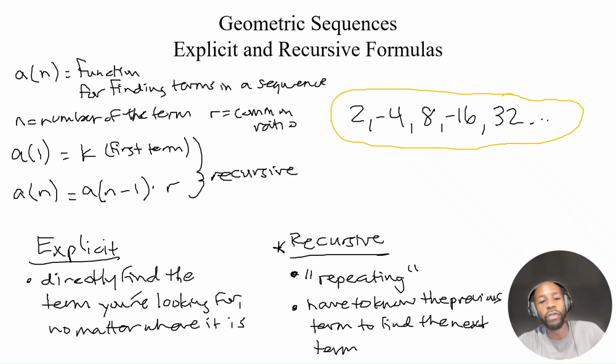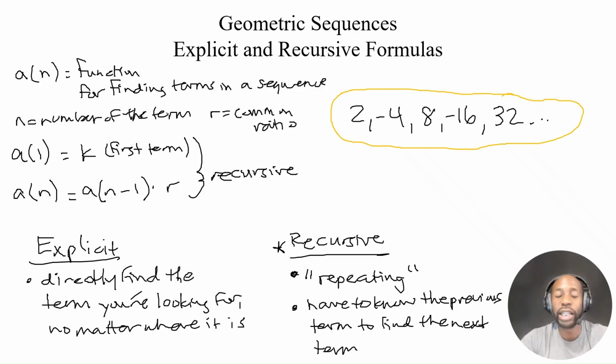If you notice here, to find a term, you have to multiply the term before it, which is n minus 1. So if you're talking about the second term, that's a of 2. The term before it is a of 2 minus 1, which is a of 1, times the common ratio. So you see the recursiveness in it. You have to know the first term because you have to know where it starts, since you have to use it until you find the term you want.